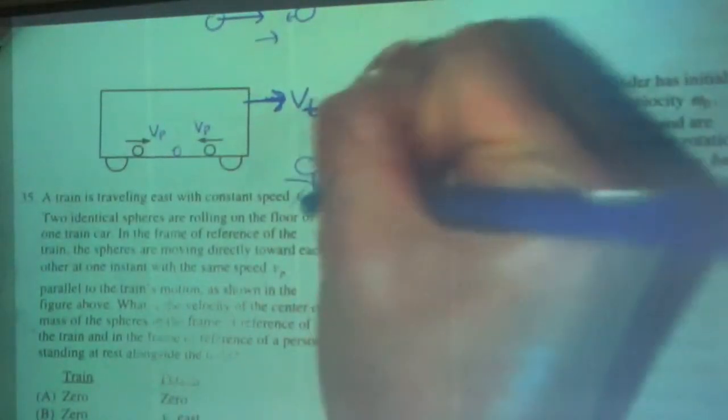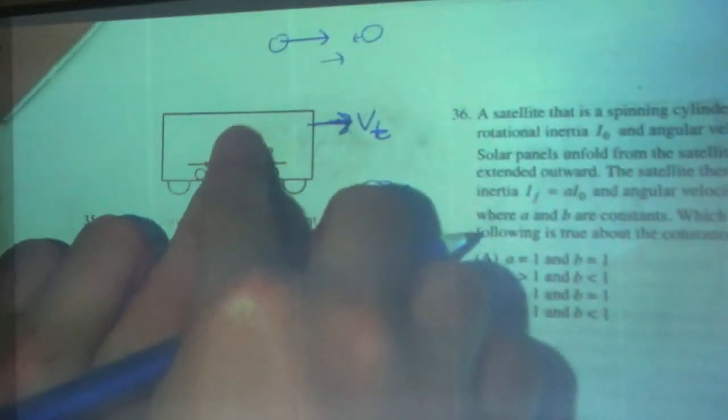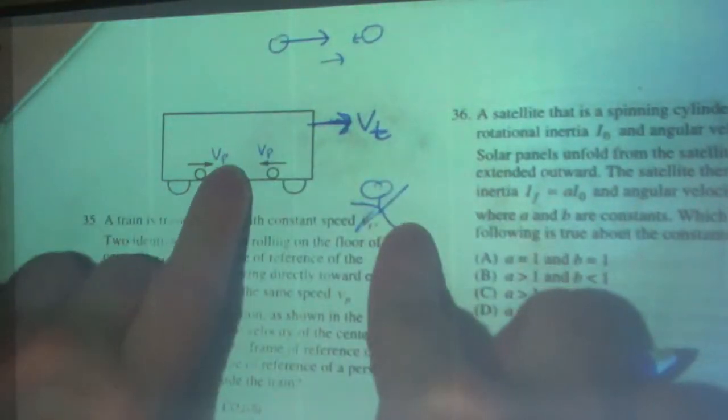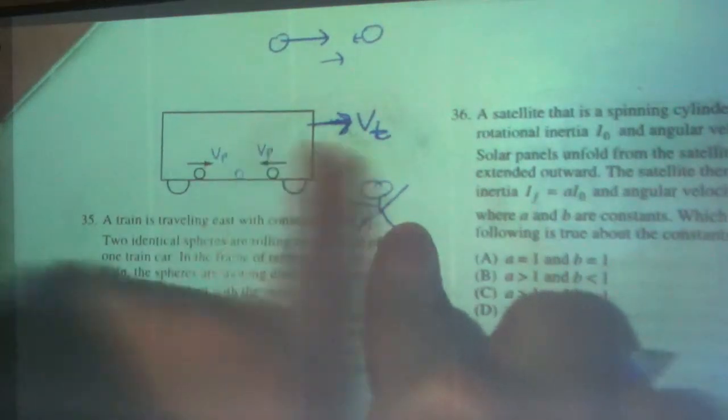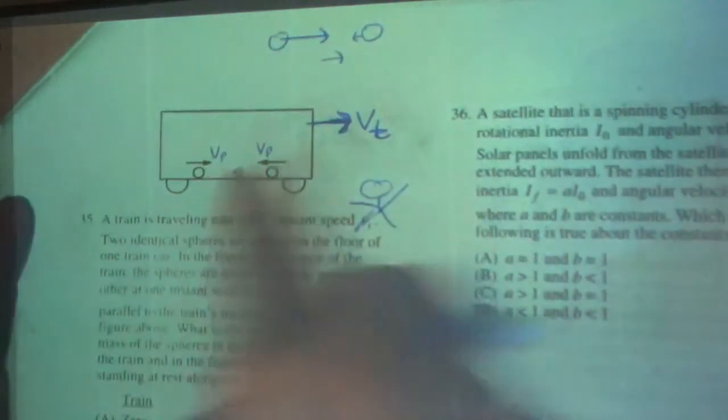Now, the tricky part here is the center of mass from the reference frame of somebody watching from outside of the train. So if I am this person right here, well, the train is moving with a velocity. So these guys, their center of mass might be at rest relative to somebody sitting in the train. But if you're outside the train, well, this is at rest to you, but you guys are both moving. So the velocity of the center of mass would just be the velocity of the train. So B.